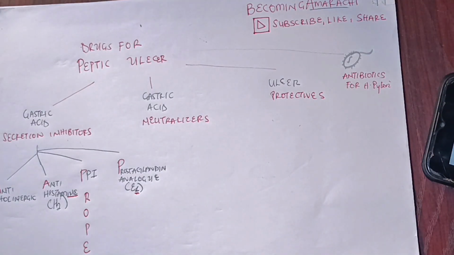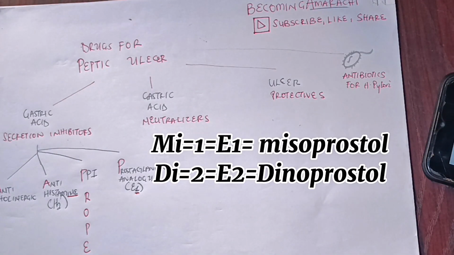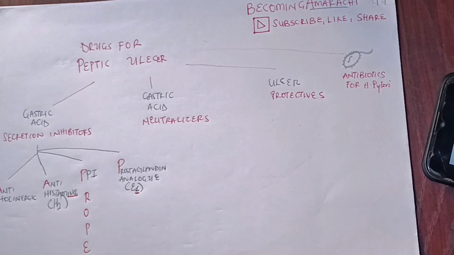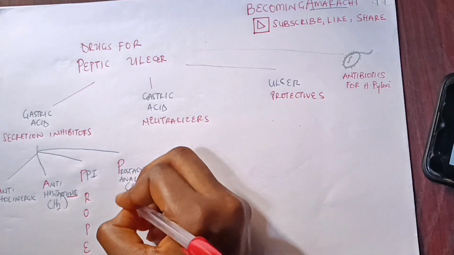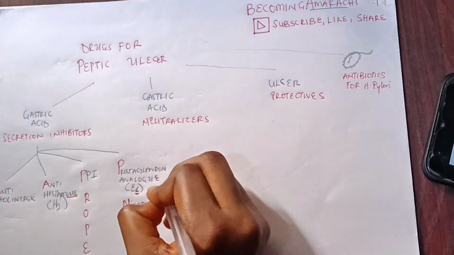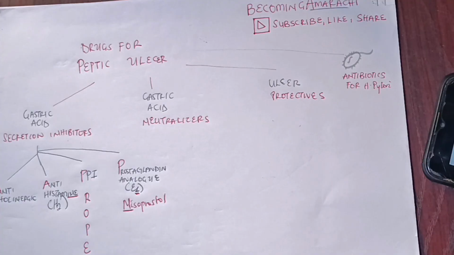And then for the prostaglandin analog, E1, there's a reason why I said E1, because E1 is going to be misoprostol. If it was E2, it would be dinoprostol. Okay, got it. So we're going to have just one drug here, which is misoprostol. And remember, it is a giveaway, so we don't need to do much.